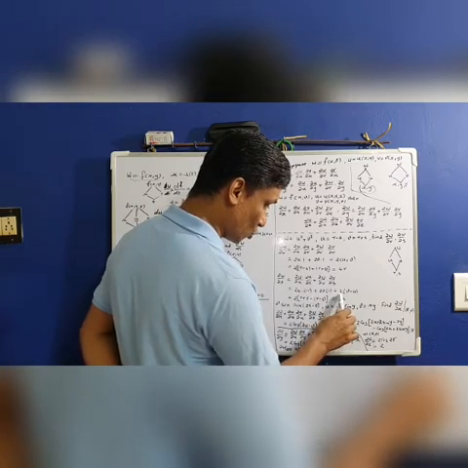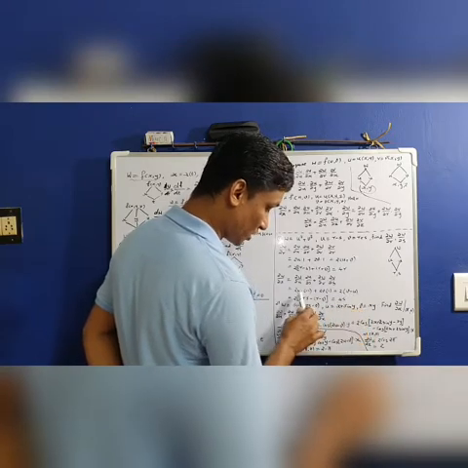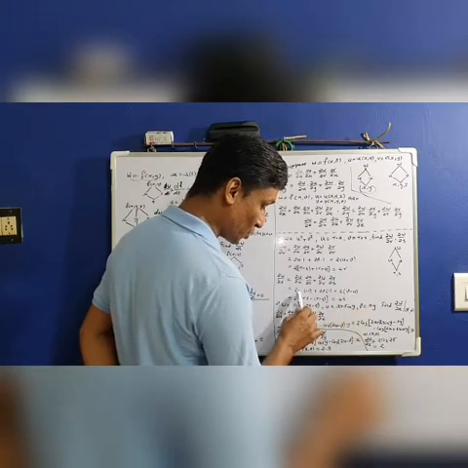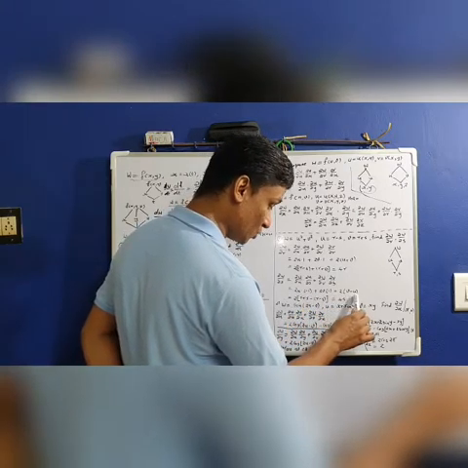that is 2 into (v minus u). Here there is one minus, here only v. So 2u into minus 1 plus 2v into 1 equals 2 into (v minus u).